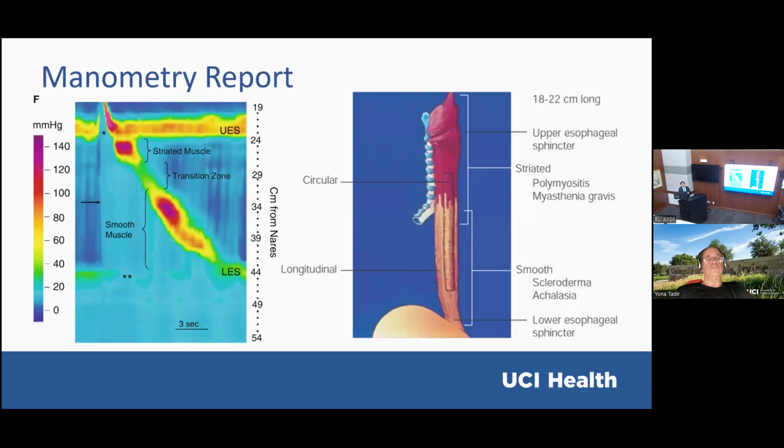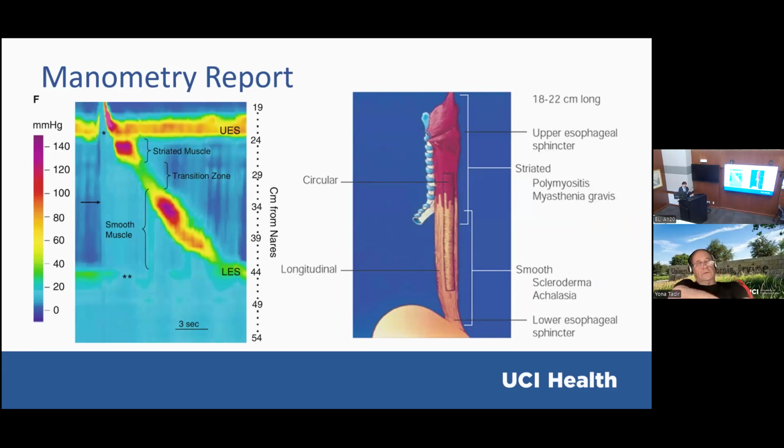And this is how it looks on the manometry report of a normal swallow. You get these two bands of pressure. Red is high pressure of the upper sphincter that separates your pharynx from your chest, and your chest to your stomach, the lower esophageal sphincter. When you swallow, your upper sphincter relaxes, it becomes blue to allow food to pass through.